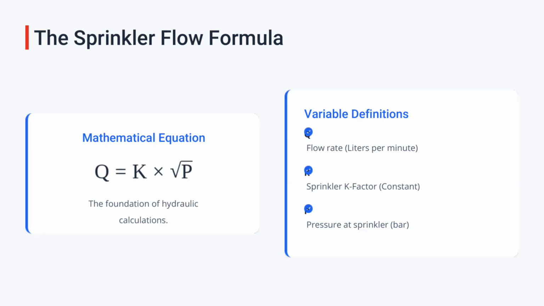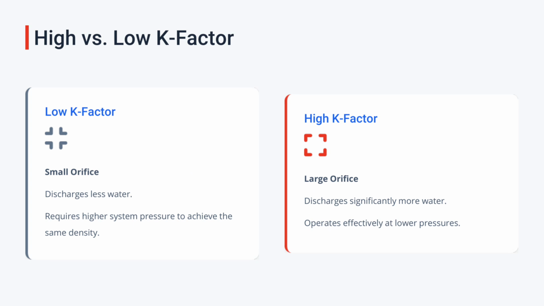Now, let's look at the basic sprinkler flow formula. Sprinkler flow is calculated as Q equals K times the square root of P, where Q is the flow rate in liters per minute, K is the sprinkler K factor, and P is the pressure at the sprinkler measured in bar.